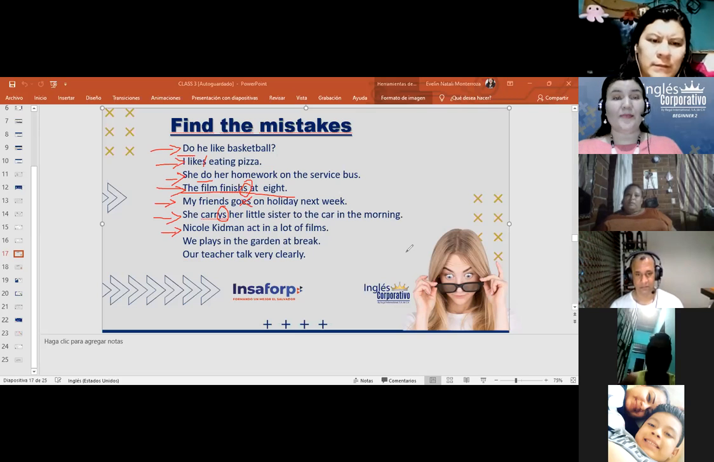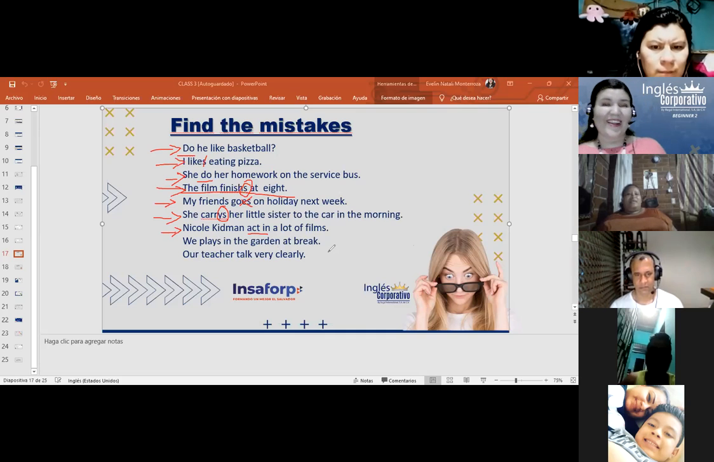Nicole Kidman, the actress. And this is the verb. Se le agrega la S. Yes. So you say Nicole Kidman acts in a lot of films. Very good job. Rosario, sí.